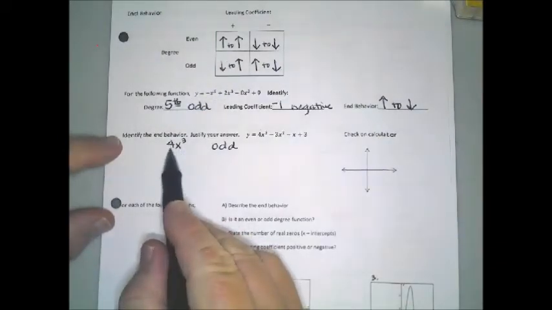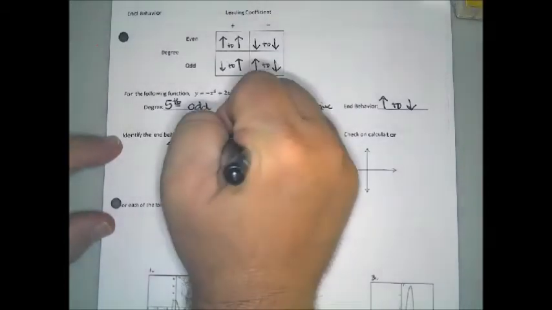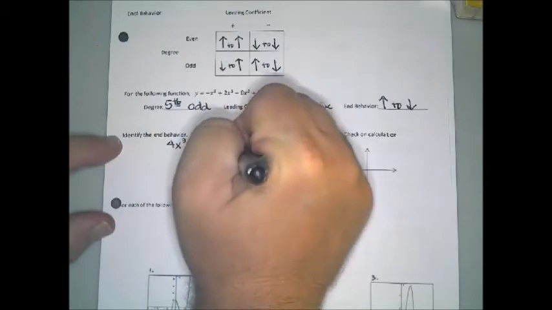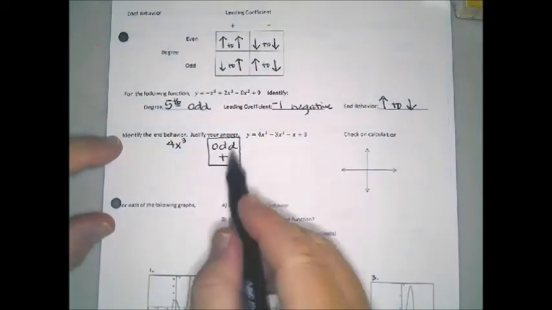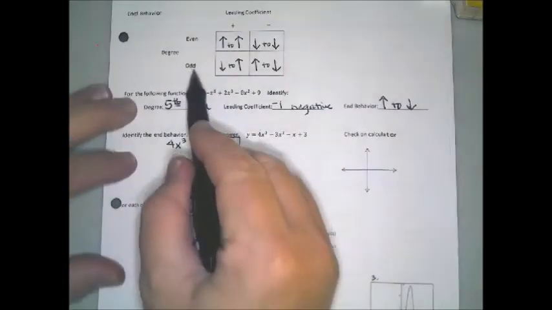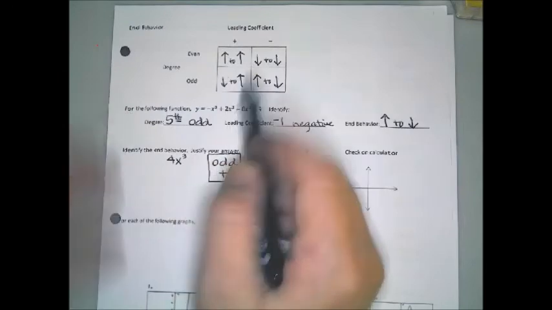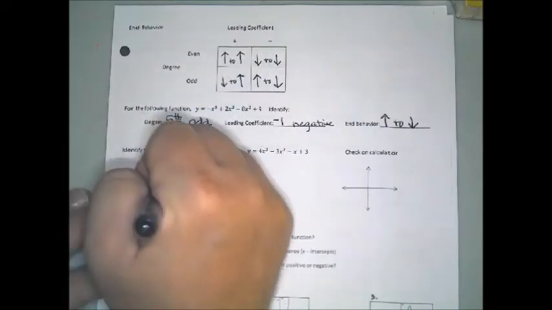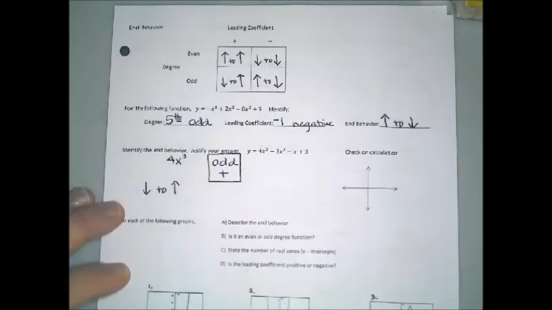And the leading coefficient is positive because it's a 4. So those are the characteristics that are going to help us determine what it does. Odd, positive. Well, our chart tells us odd, positive has a low to high behavior. Low to high. So it should start low and it should end high.